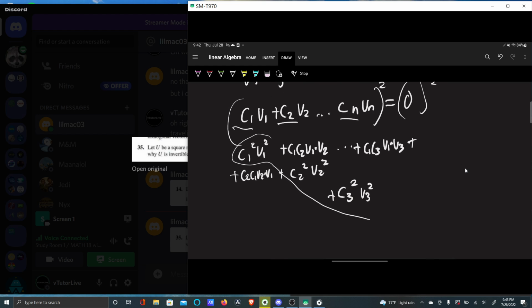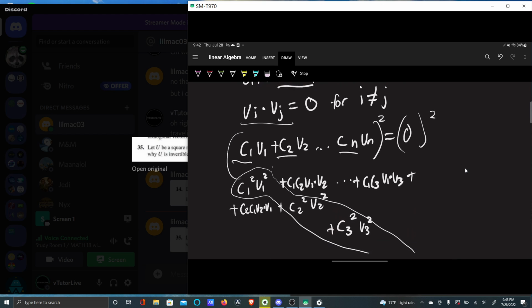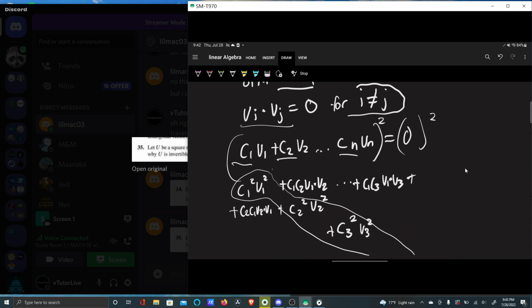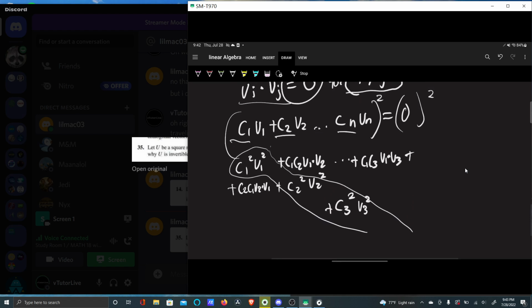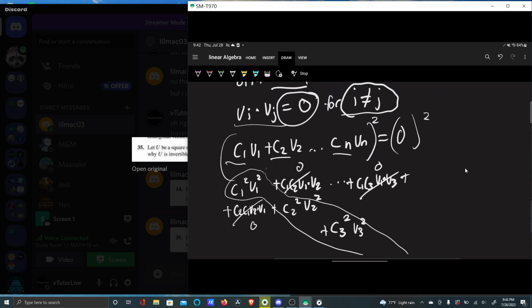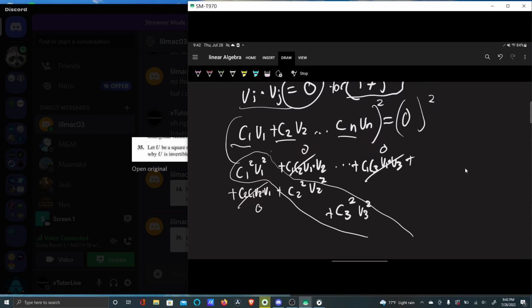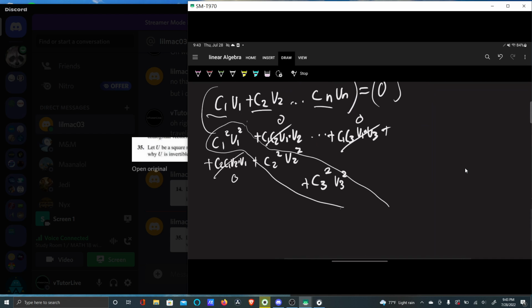Right? So I'm sort of claiming to you that because we know that Vi dotted with Vj for i not equal to j is going to be equal to 0, all the off-diagonal terms are 0, or rather the 0 vector. So all the terms in the middle here are the ones that survive. And we know that this entire big sum is equal to 0.